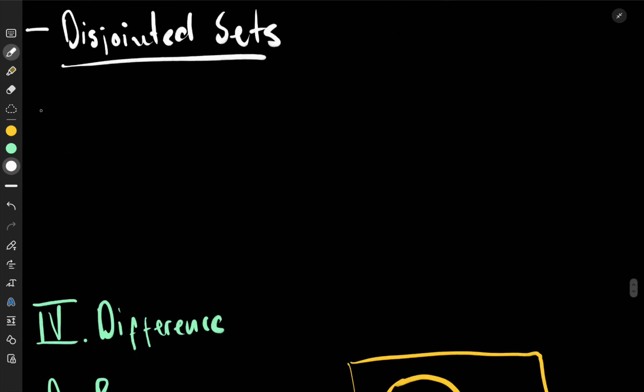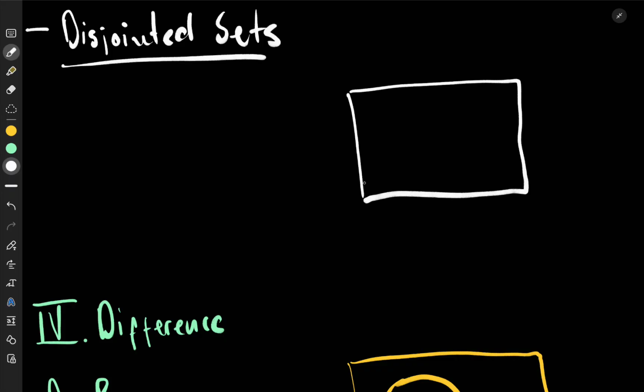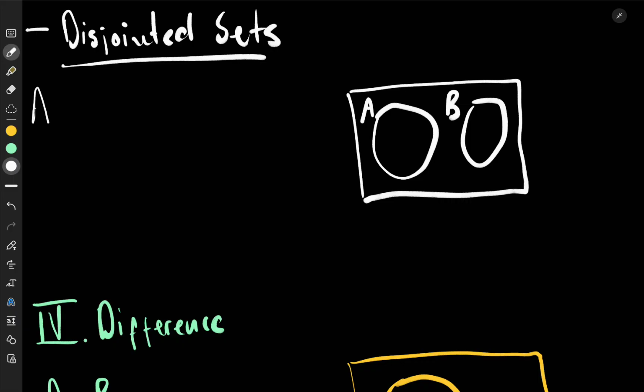So for disjointed sets, this is the condition. If we were to see it on a Venn diagram, it will be sets that never ever meet. They have nothing in common. This will be A and B. So when we have disjointed sets, it means that A intersection B is nothing. It is an empty set.